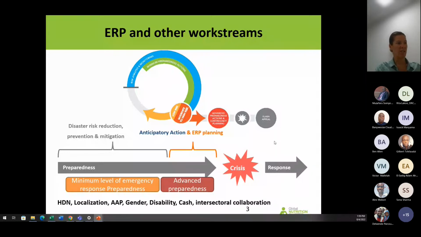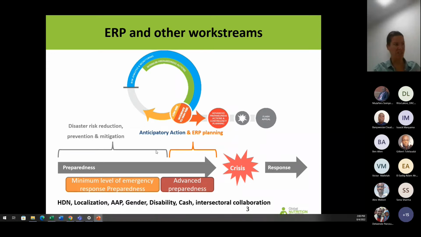right before the onset of a crisis to be able to quickly respond. And you see that in all countries we can build our minimum level of emergency preparedness that are the foundation on which we are then, when a big hazard of high gravity is upon us and we need to, enter into a more advanced level of preparedness.